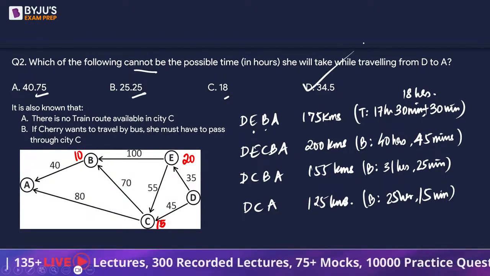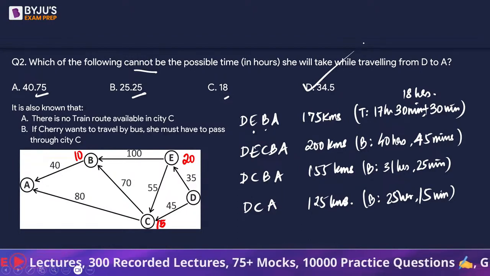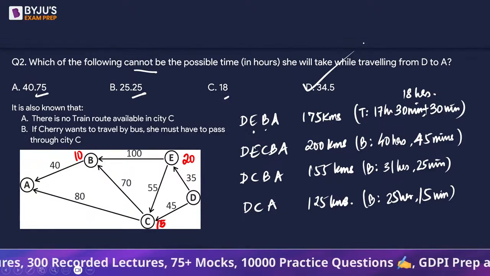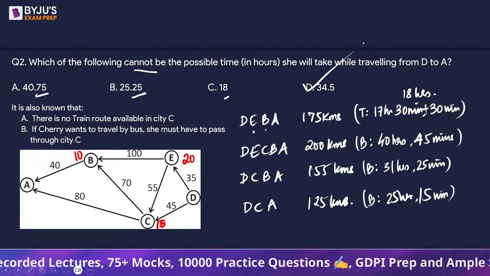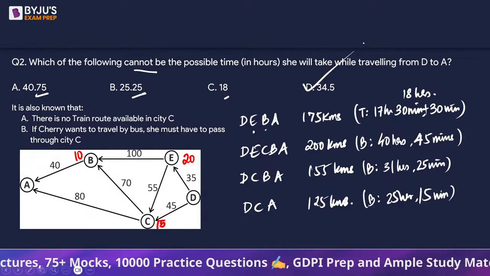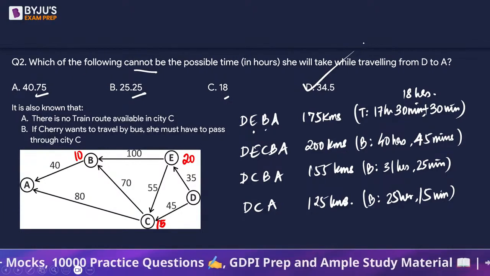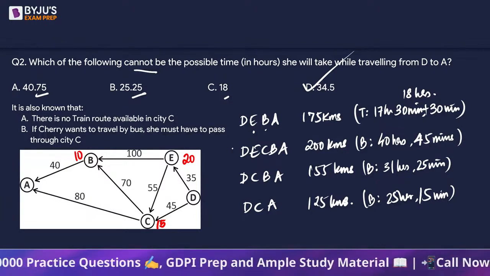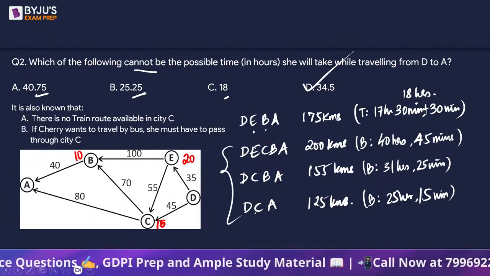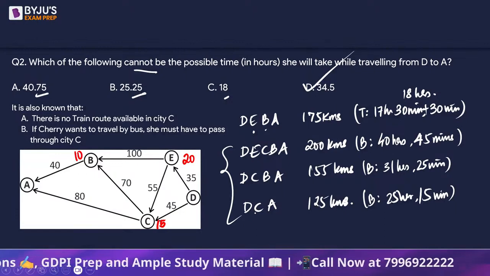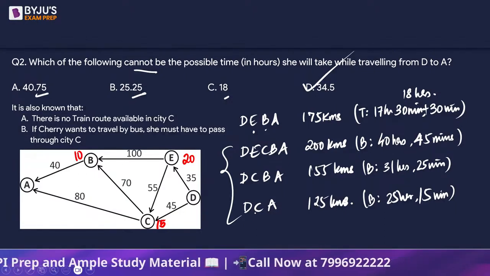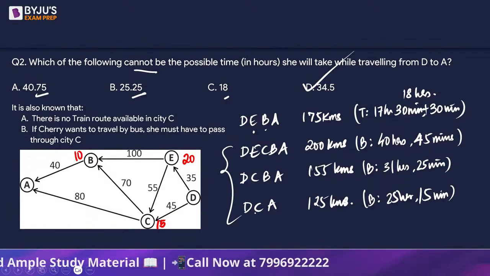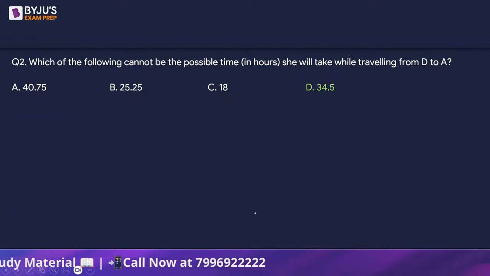So we are pretty sure that D option, that is 34.5, ye nahi hone wala. We don't have to check the combination of bus and train ka, because if the bus is giving us this much, train will definitely give us lesser. I'm talking about the last 3 cases, right? So 34.5 hours nahi ho sakta because baki तीनों possible ho rakhe hain. D will be the answer. Okay.